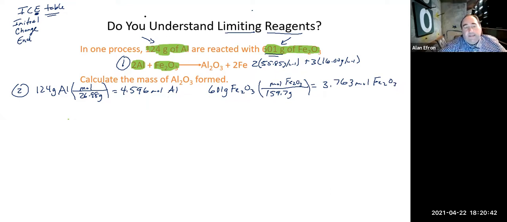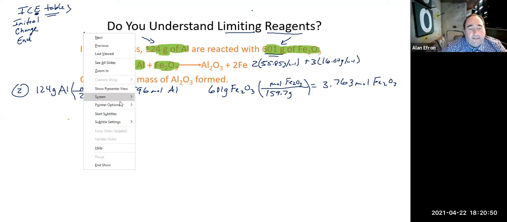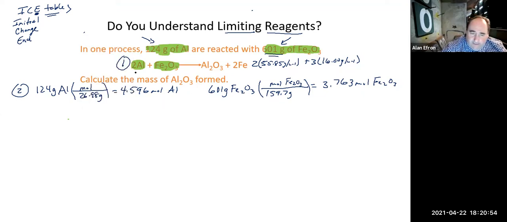Now, really, this ICE table approach does need to be in moles. So, again, that's why we're converting these things into moles. How do we go about setting up this ICE table? Well, you set it up basically by, first off, rewriting the equation. So we're going to take our 2 aluminum plus our iron 3 oxide, our aluminum oxide, and our 2 iron. And now we're ready to do our table.